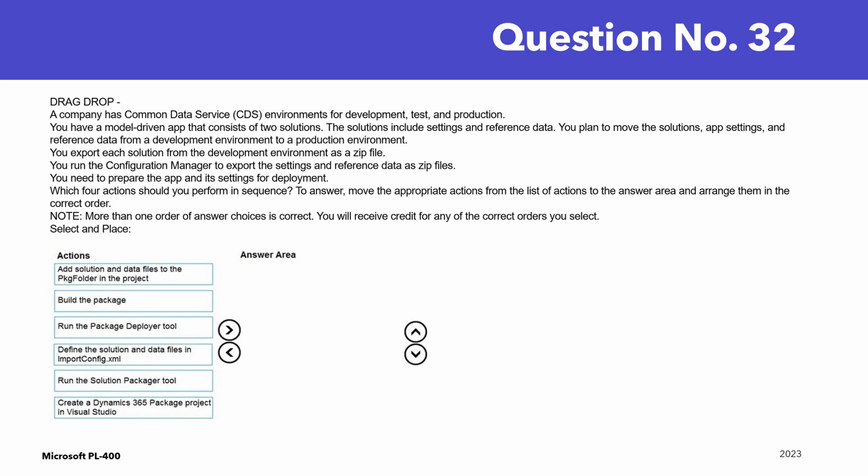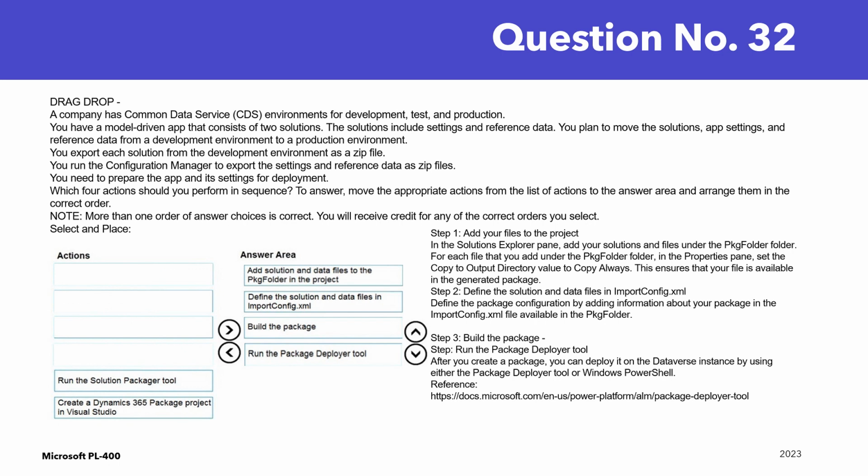You need to prepare the app and its settings for deployment. Which 4 actions should you perform in sequence? To answer, move the appropriate actions from the list of actions to the answer area and arrange them in the correct order. Actions. 1. Add solution and data files to the PKG folder in the project. 2. Define the solution and data files and import config.sme. 3. Build the package. 4. Run the package deployer tool.